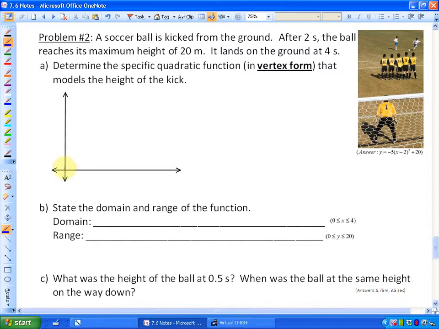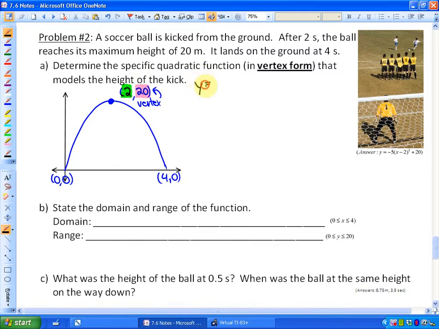So what we know is that we've got a kick that does something like this. It starts at the point 0, 0. It lands at the point 4, 0. And in the middle, which is at 2 seconds, exactly between 0 and 4 seconds, we have a maximum height of 20. So the useful thing to understand is that because we're in vertex form, we would like to use the vertex. With your vertex being 2 and 20, we know the following information.